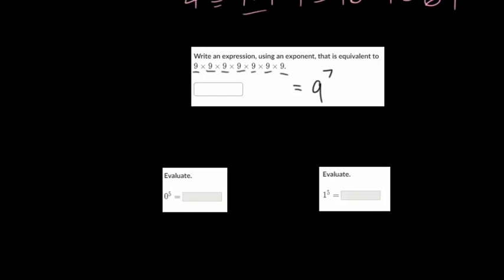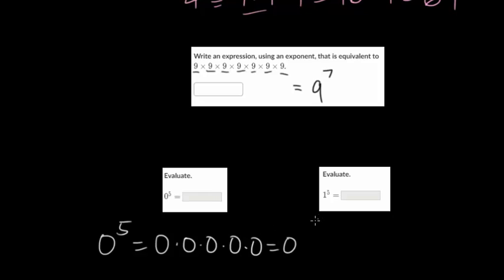And moving on, we have 2 very typical examples here. In the first one, we're raising 0 to the 5th power. So that's this number multiplied that many times. So it's just going to be 5 zeros multiplied together. And 0 multiplied by anything is 0. So this is just going to be 0.